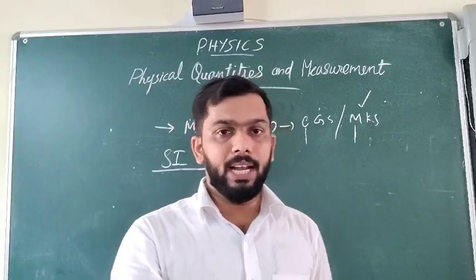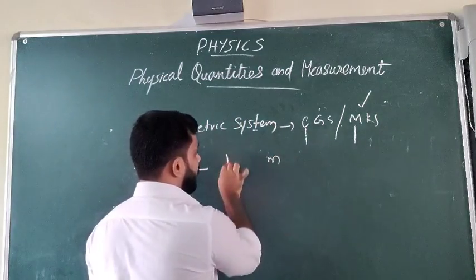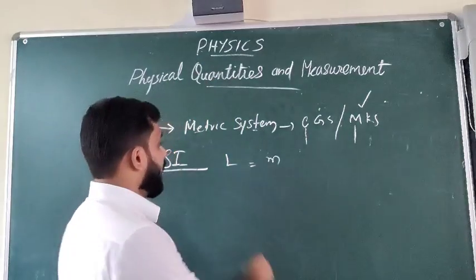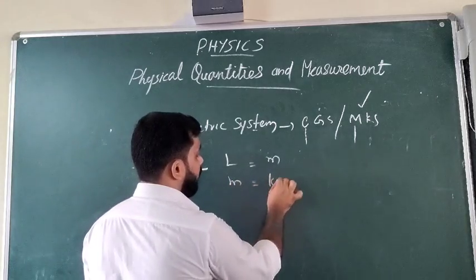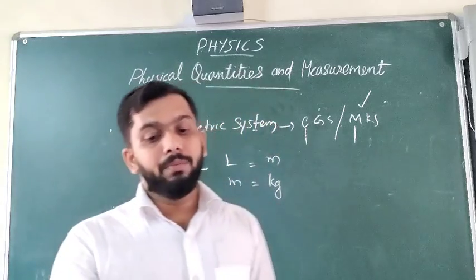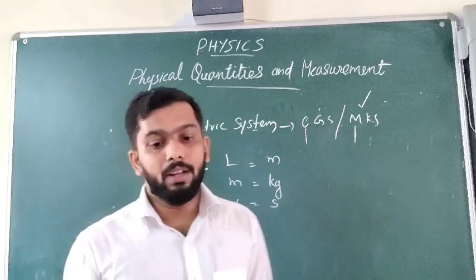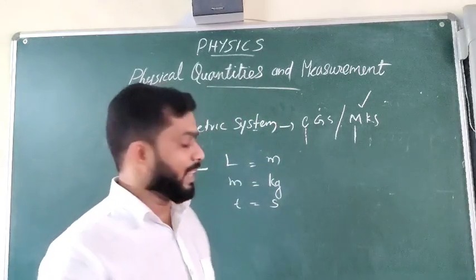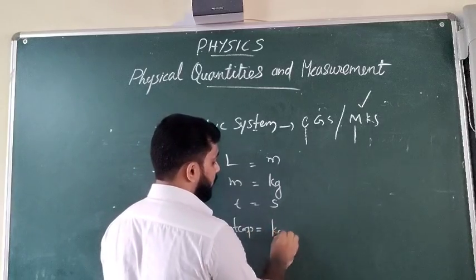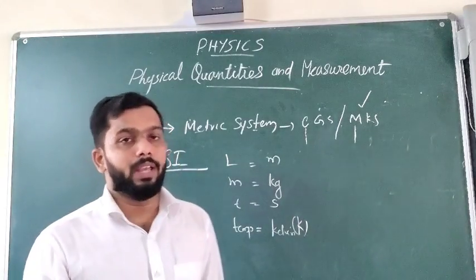These are the 7 fundamental physical quantities. Length, the unit is meter. Mass, the SI unit is kilogram, symbol kg. Then time, they have given us second. Then after that we will discuss temperature. For temperature they have given us Kelvin, or K. These are the 4 physical quantities that we are discussing in this chapter.